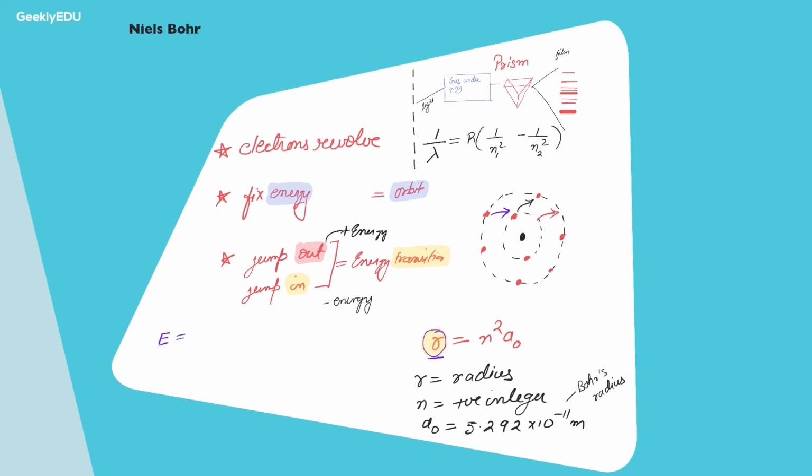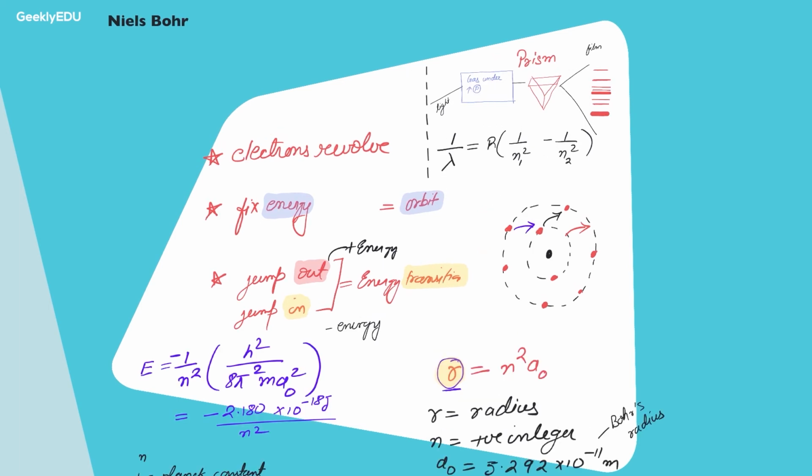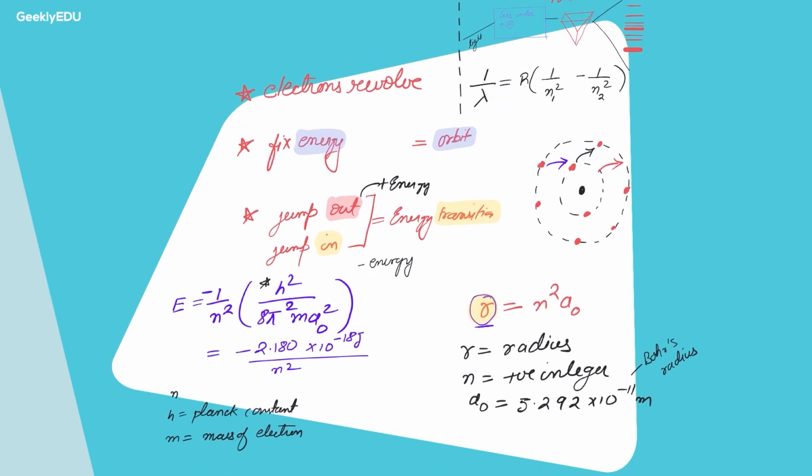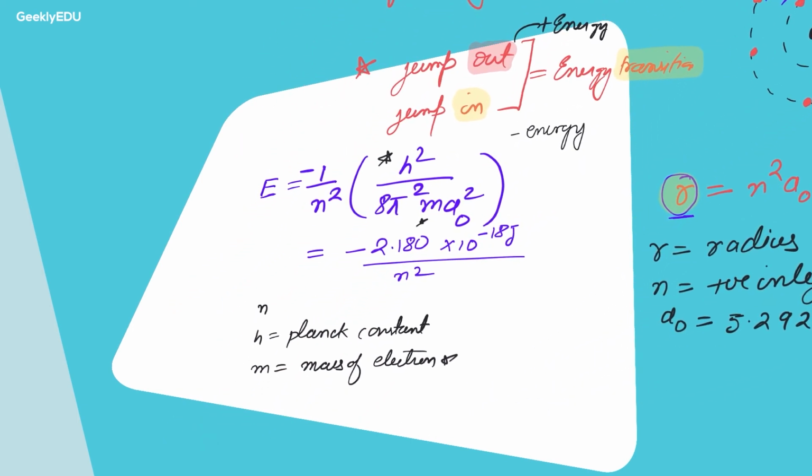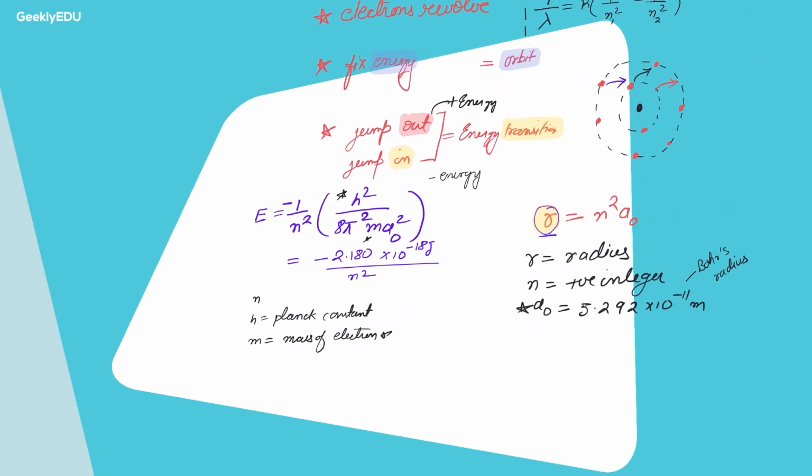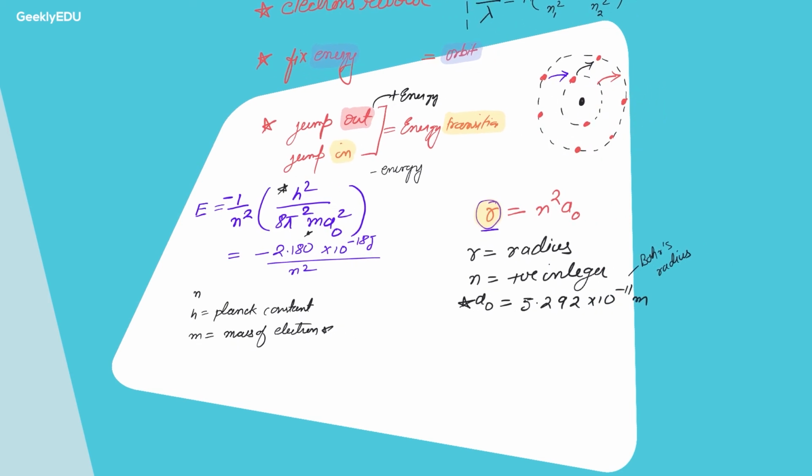Now, to find out the energy of the electron that is in the orbit, he gave a separate equation, which is minus 1 by n square, bracket h square by 8 pi square m a naught square. Here h is Planck's constant, pi is a constant again, 3.14, m is the mass of the electron, as we already know, and a naught is the Bohr's radius, that is already given here. Hence, if you put in all the values, you get 2.180 into 10 to the power minus 18 upon n square.